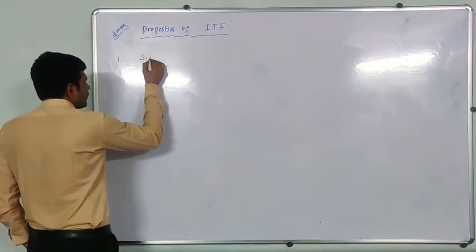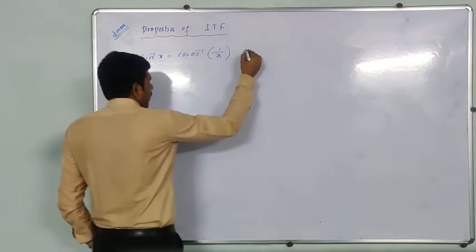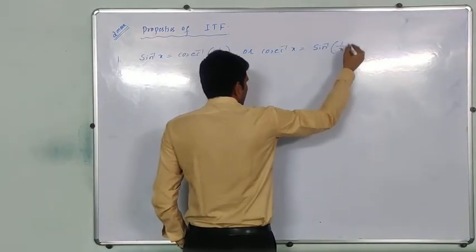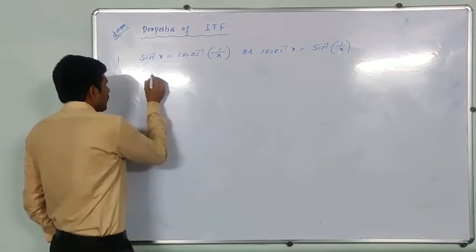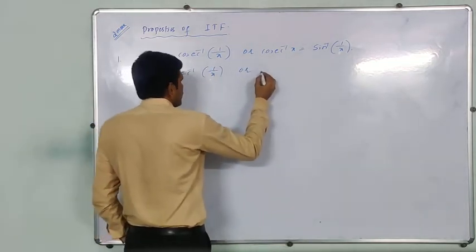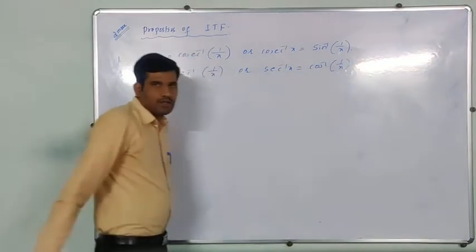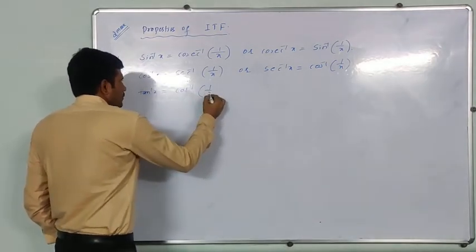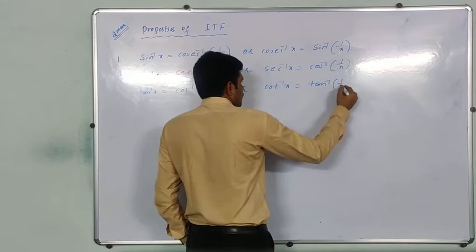The first one is sine inverse of x is equal to cosec inverse of 1 by x, or cosec inverse x is equal to sine inverse of 1 by x. We have three, all are similar. The second one: cos inverse of x is equal to sec inverse of 1 by x, or sec inverse of x is equal to cos inverse of 1 by x. The third one: tan inverse of x is equal to cot inverse of 1 by x, or cot inverse of x is equal to tan inverse of 1 by x.